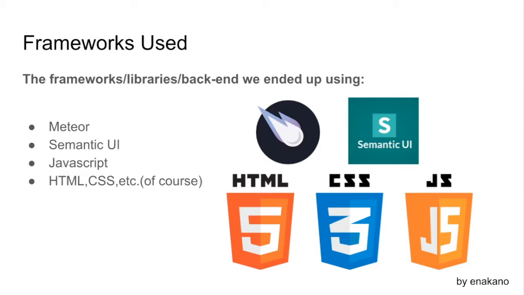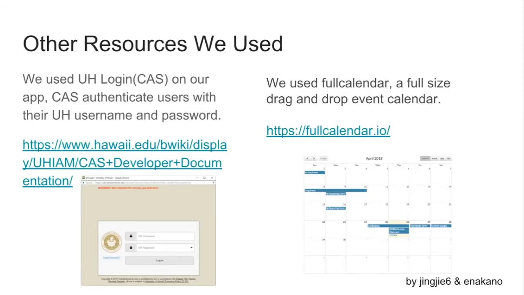The frameworks that we had planned to use were the ones we pretty much ended up using. We built this app using Meteor, Semantic UI, JavaScript, HTML, and CSS. Some other resources that we ended up using were the UH login, or CAS, which, as we all know, authenticates users with their UH username and password. We also used Full Calendar, which is a full-size drag-and-drop event calendar.